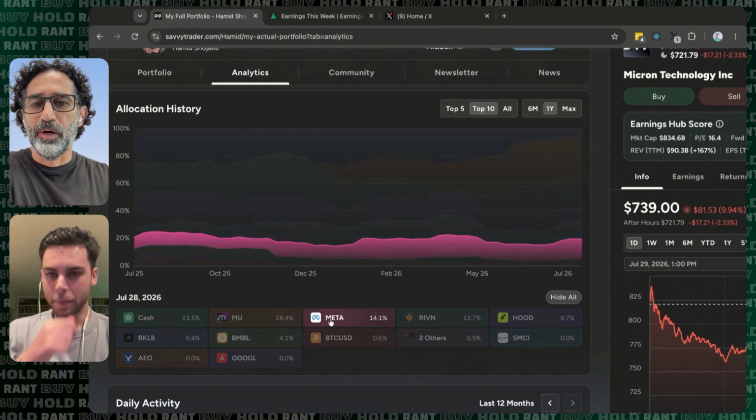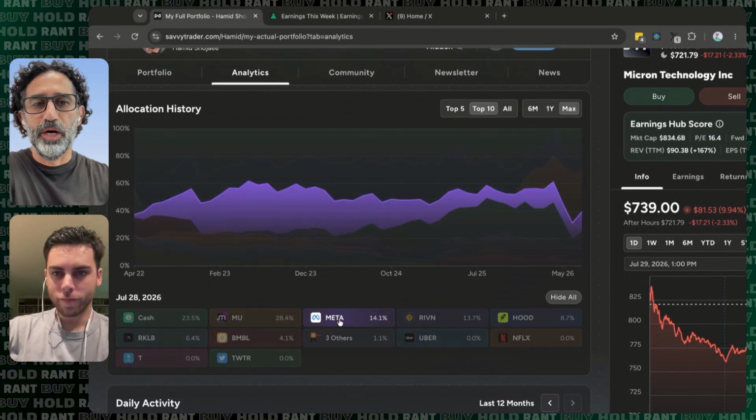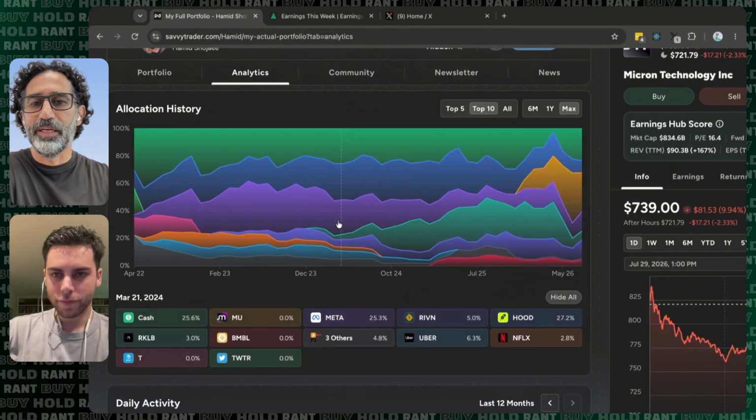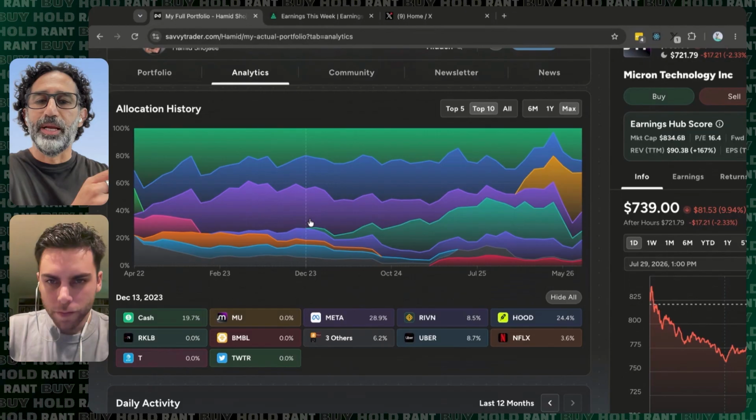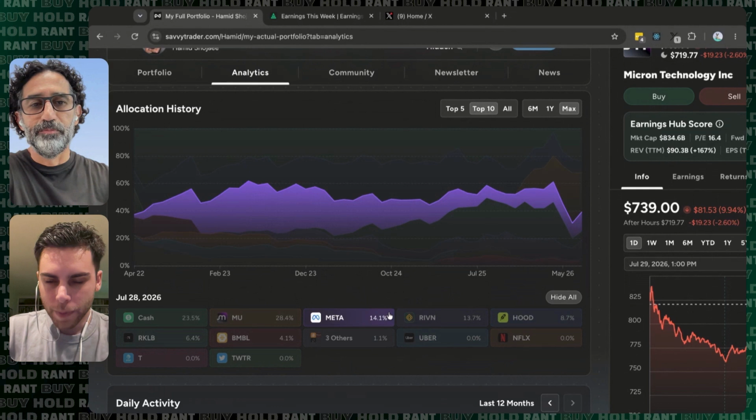Here's Meta, and this is for the past year. We can actually go back to all time, which in my case is since April of 2026. You can see I was making big bets in Meta in 2022 and 2023, and then as the stock price started to skyrocket, because back then it was around $100 to $200 a share when I was building my position. But then as it went beyond $400, $500, $600 a share, I started trimming my position until more recently where I've been a buyer of Meta again.